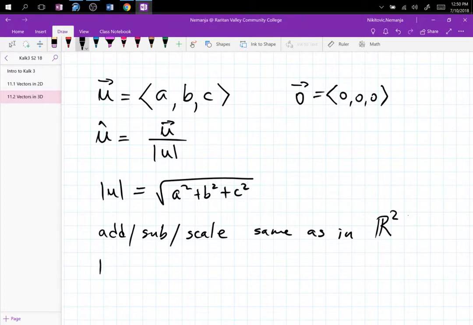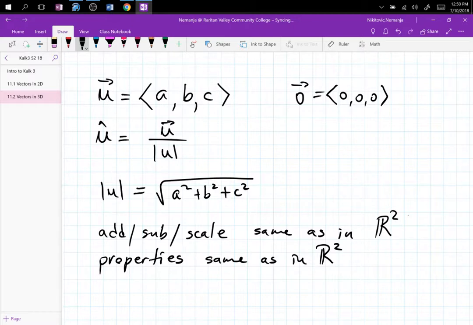And then properties, same as in R2. So that big blue list we had, same list in 3D. You add them component-wise. If you're scaling, you multiply each component by whatever the number is there to make it larger or smaller. So all of that stuff stays the same. We don't have any new concepts regarding that. And that's it. I hope you're not disappointed, but that's that.